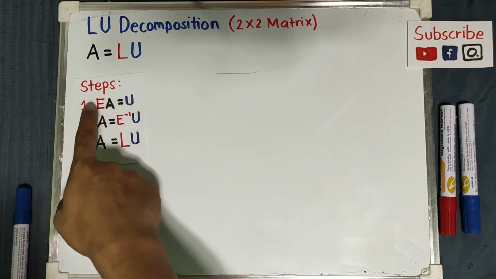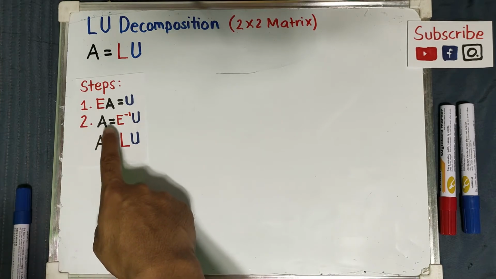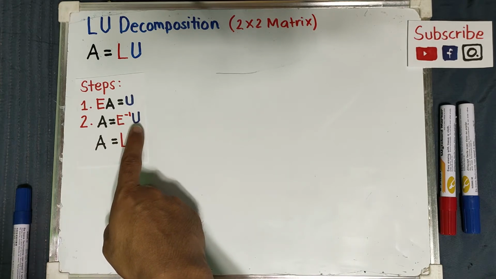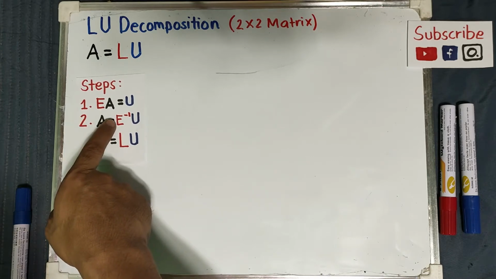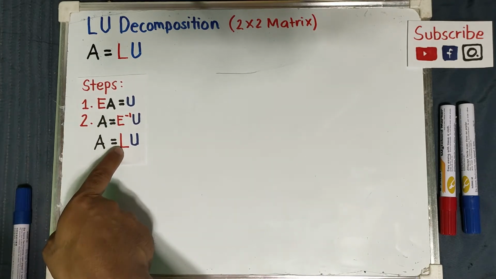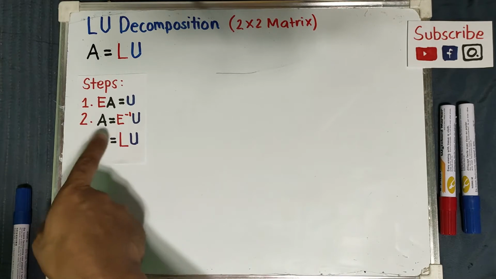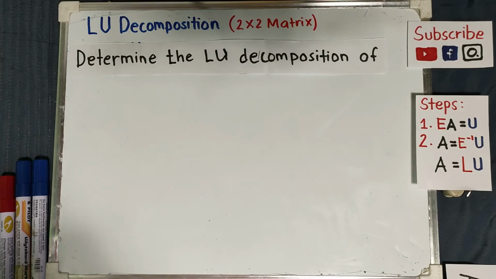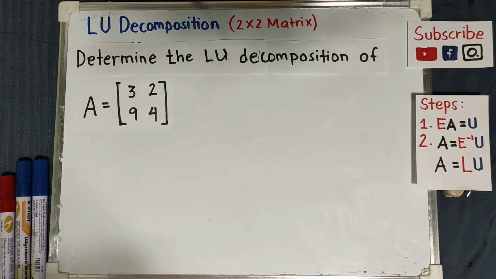So we will write our matrix this way. Okay. Step number 2 is matrix A equals the inverse of the elementary matrix times the upper triangular matrix. And remember that the inverse of the elementary matrix is our L, or our lower triangular matrix. So they are the same. Okay, so let us have our example. Determine the LU decomposition of matrix A equals [3 9; 2 4]. So let us solve this problem.